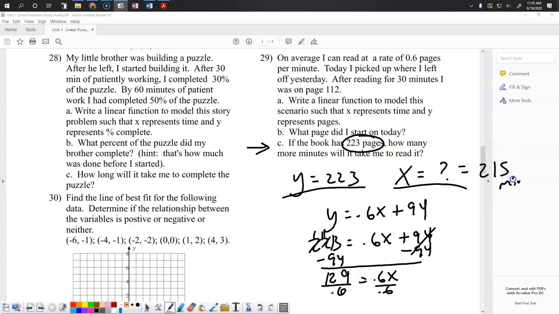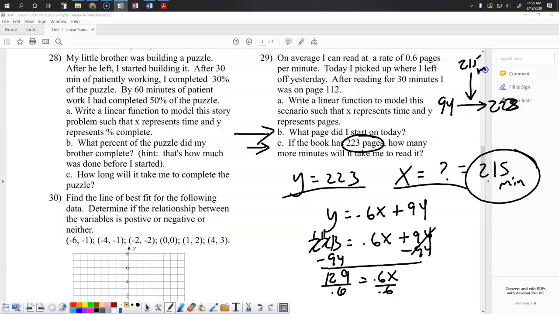And that's minutes. So it would take me 215 minutes to read to page 223. But remember, that's starting today. I started off today on part B. We started off on page 94, right? So in order for me to get from page 94 up to page 223, that will take me 215 minutes today to read it. Okay, so that's what that means.